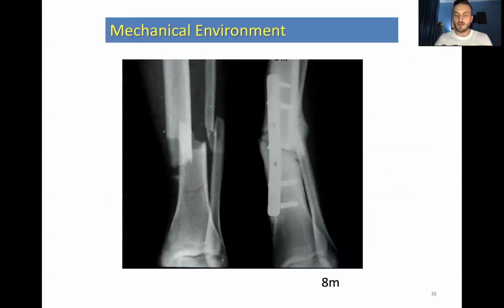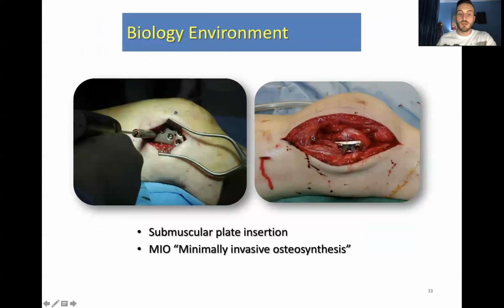So for example, this picture is after 8 months and the patient does not have union. The fracture is not healing. You can see after 8 months that the fracture is still there. So there is a problem we will be talking about later.